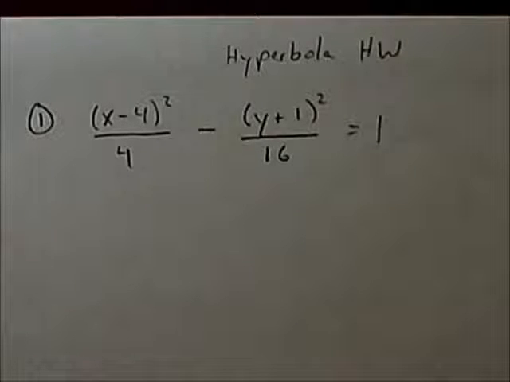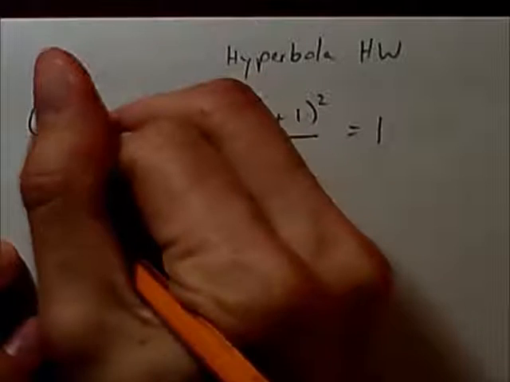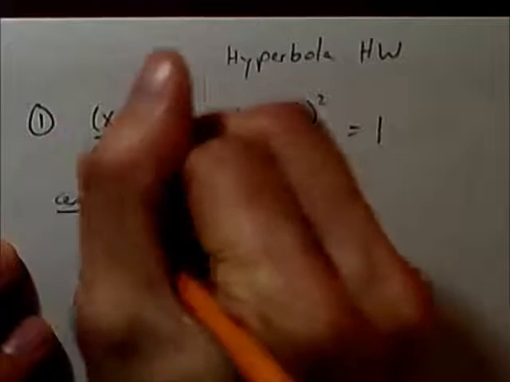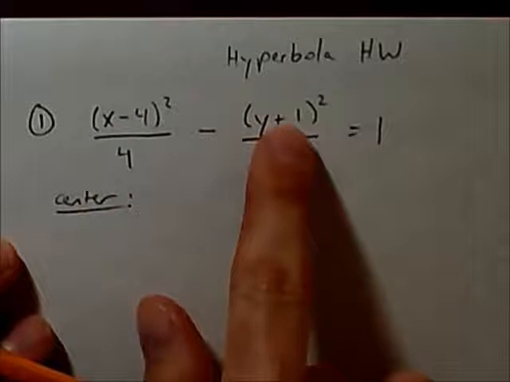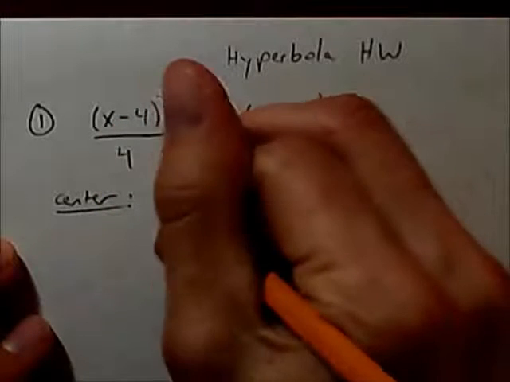So all we have to do is move on and find the center, the vertices, the foci, the asymptotes, and sketch it as we go through. So let's start with the center. For the center, we look at the shifts. Right 4, down 1: 4, negative 1.